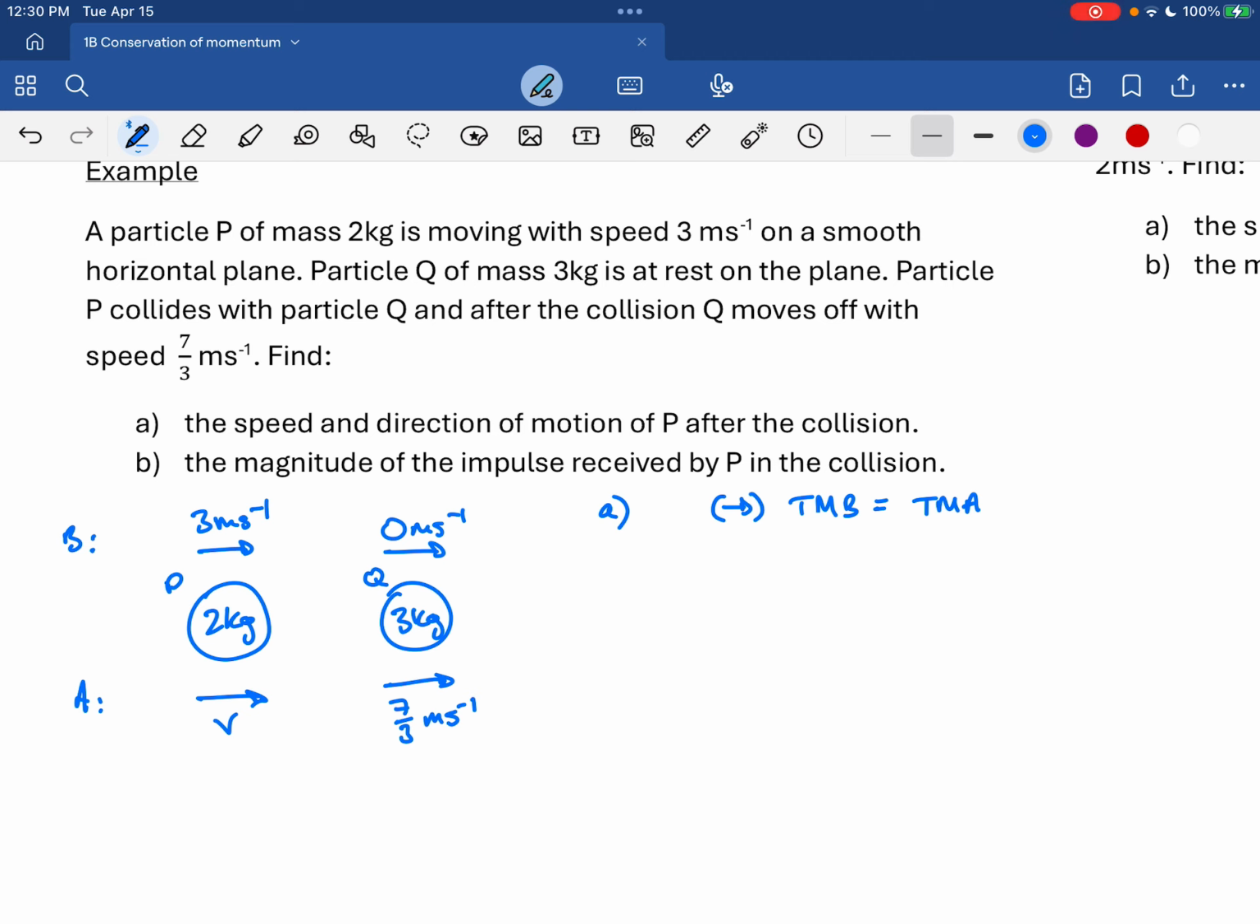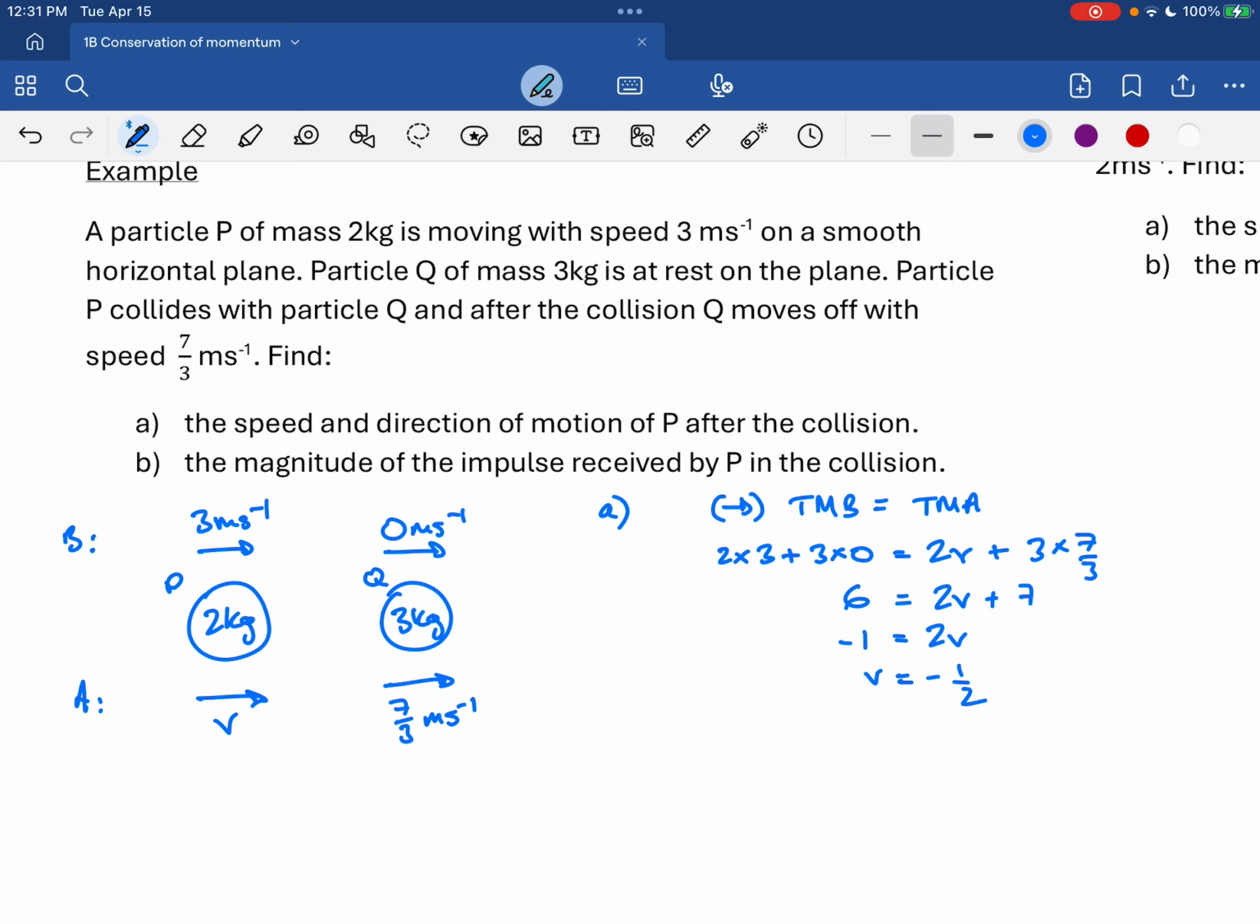So the total momentum before is 2 times 3 for P, plus the momentum of particle Q, which is 3 times 0. This has to equal the total momentum afterwards. For P, that's 2V, and for Q, that's an additional 3 lots of 7/3. So we just work this out. We get 6 there, and 2V plus 7 here. Just continue to work through. We get a value of V to be -1/2.